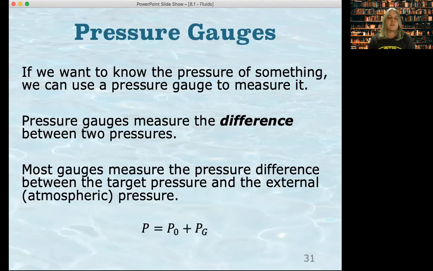And that means that the pressure that you actually have inside the canister or whatever you're reading is going to be your reference pressure plus your gauge pressure.